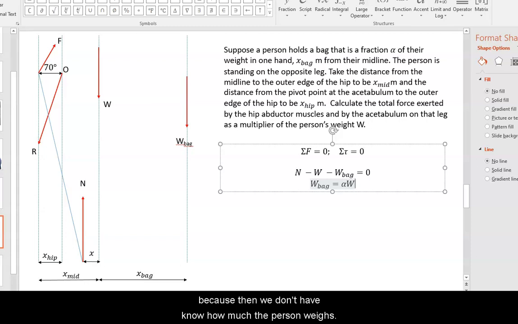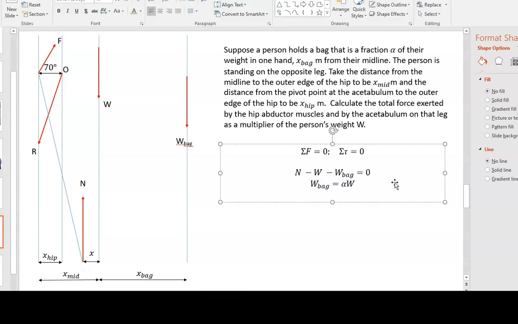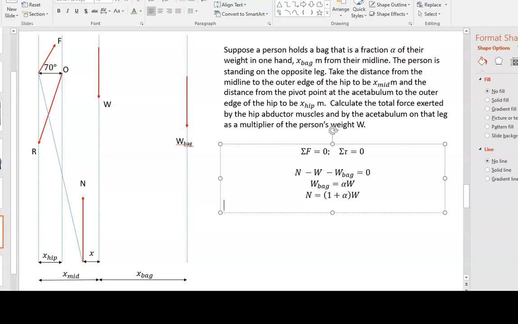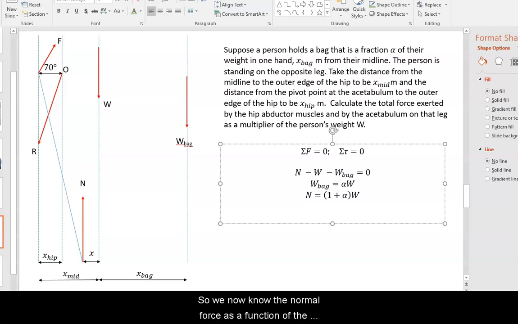The reason we do this is because then we don't have to know how much the person weighs. It all works out. So that tells us that the normal force has to be 1 plus alpha times the weight of the person. Of course, right? That's how much the floor has to hold up. And if the floor is not holding up that much, you're falling through the floor. Or if the floor is pushing up on you harder than that, you're flying into the air. So we now know the normal force as a function of the weight. And again, everything in this we're trying to get to as a multiplier on the weight, right? So the normal force is 1 plus alpha times the weight.